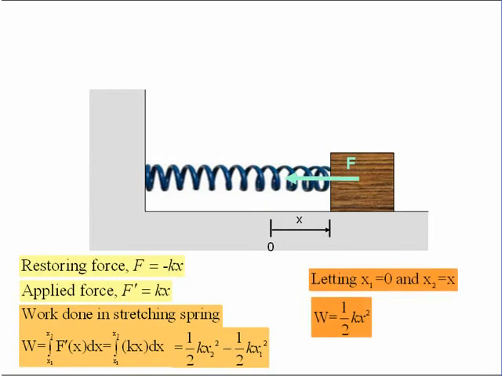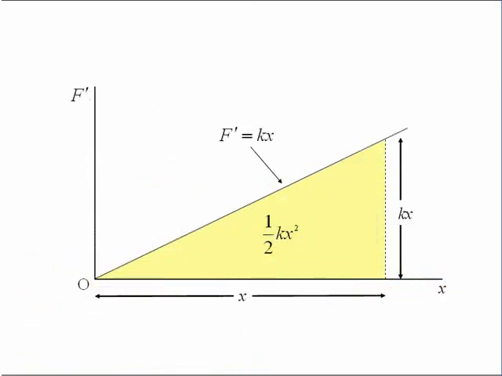Letting x1 equal 0 and x2 equal x, the work done in stretching the spring is equal to a half kx squared. Notice again that this is just equal to the area under the F dashed versus x graph.